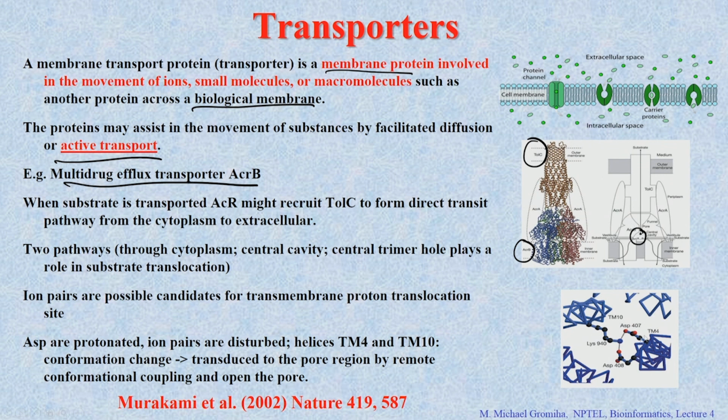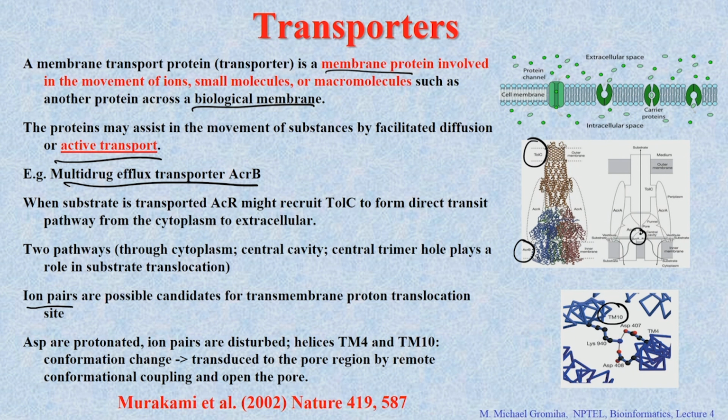So, it crosses the membrane, and during this transport the transmembrane helices, like transmembrane helix 10, have residues involved in electrostatic interactions like Asp407, Lys940 and Asp408. These ion pairs are possible candidates for the translocation, and they are disturbed. So, transmembrane helix 10 would change conformation, and due to the pumping mechanism the substrate will be pulled out through the outer membrane to the outside. So, this is how they do the transport mechanism.